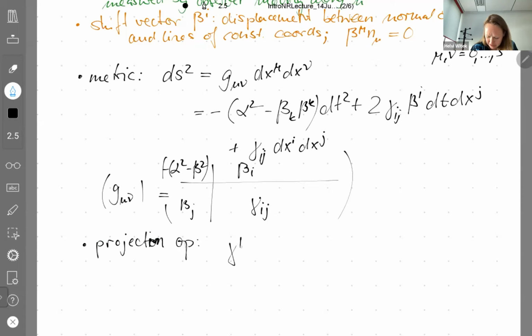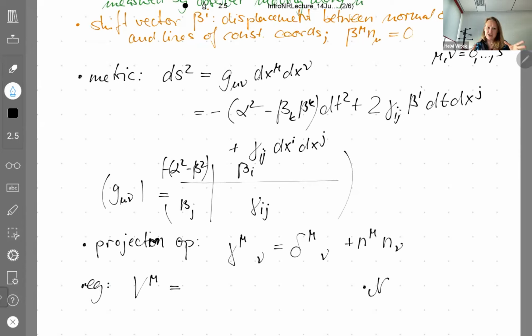So you can introduce this projection operator. Let me call this gamma mu nu, which is composed of the four-dimensional Kronecker delta mu nu plus n mu n nu. And if I now have a four-dimensional vector, say v mu, and I want to write it in terms of its 3+1 components, then I can introduce one component which would be the contraction of this vector with the normal vector. Let me call this curly n here. That would be v mu n mu.